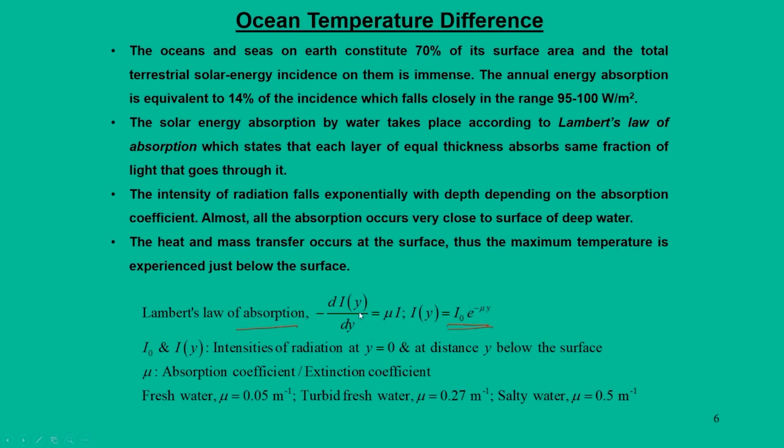This mu value depends on the nature of water. For fresh water mu is 0.05, for turbid fresh water mu is equal to 0.27, and for salty water mu is equal to 0.5. So, a higher value of mu means less penetration. Of course, these are some of the methods by which we say how the intensity of radiation varies from the surface to the depth.